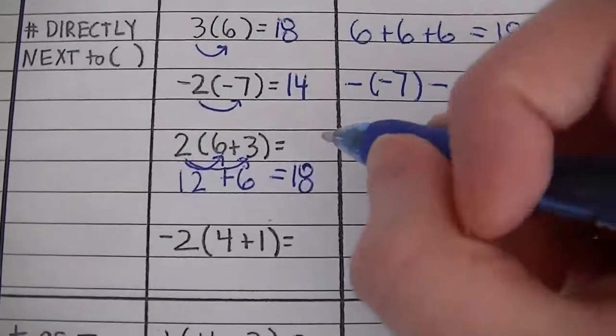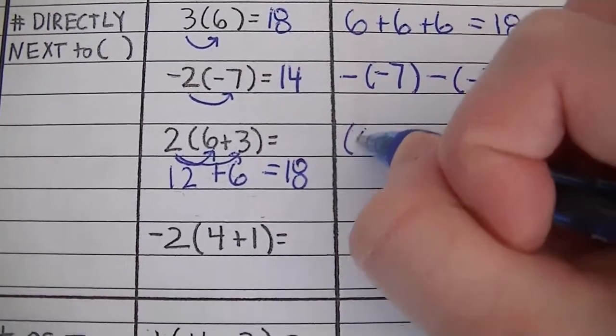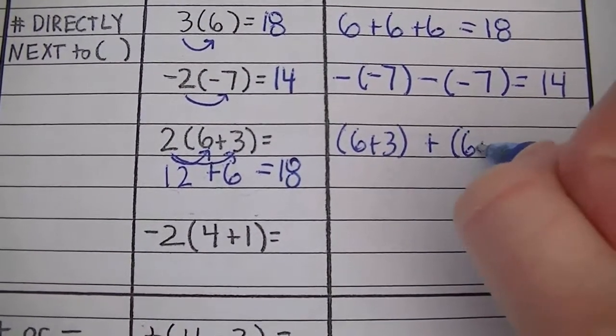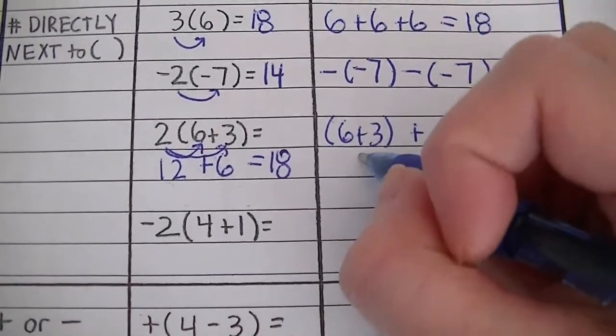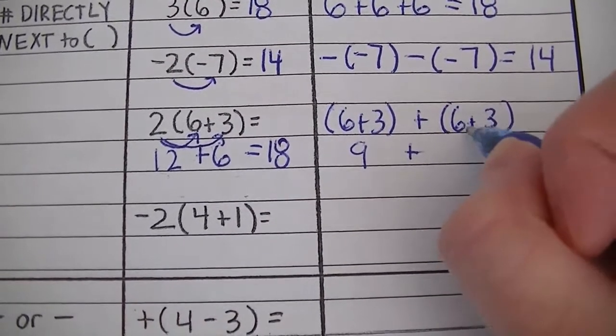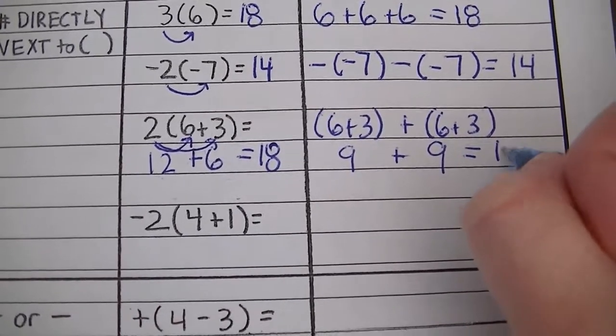Okay, here's what it would look like as repeated addition. Okay, so I'm going to add 2 groups of 6 plus 3. So here's a group of 6 plus 3. And here's a group of 6 plus 3. And then 6 plus 3, that's 9. Plus, here's my 6 plus 3 right there, and that equals 9. So 9 plus 9 is equal to 18.